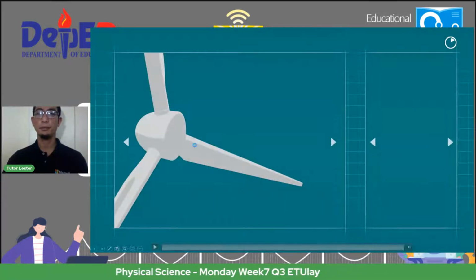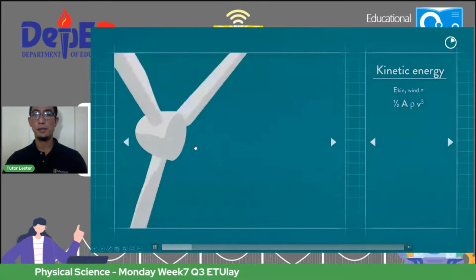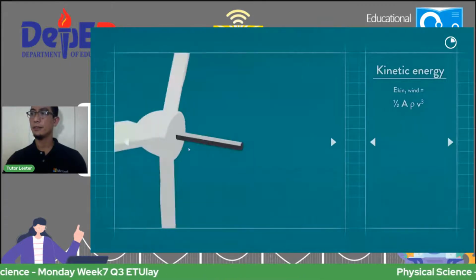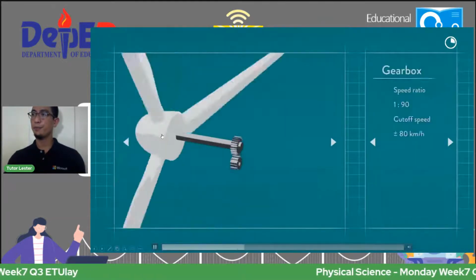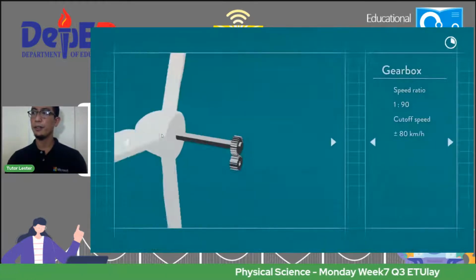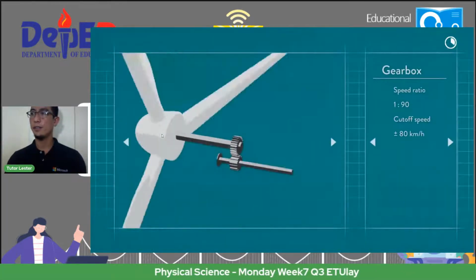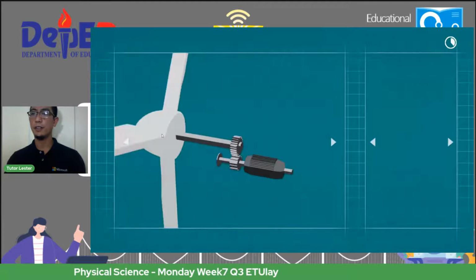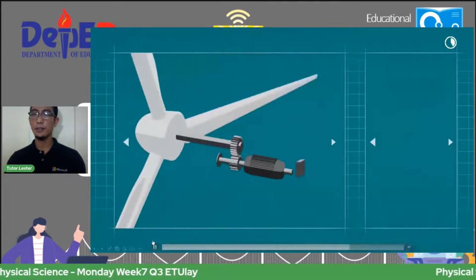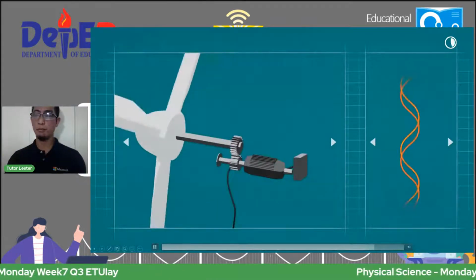Kinetic energy in the wind causes the blades to rotate. The rotor drives a low-speed shaft, and by using a gearbox, the speed of the shaft is amplified. This high-speed shaft drives a generator which converts kinetic energy into electricity. A frequency converter synchronizes the generated electricity to the grid.